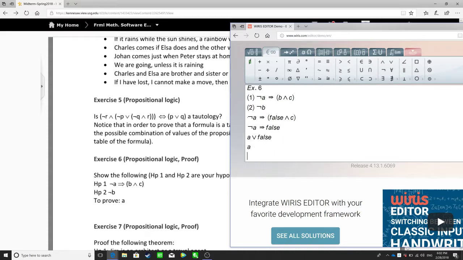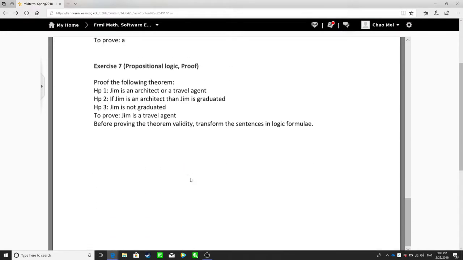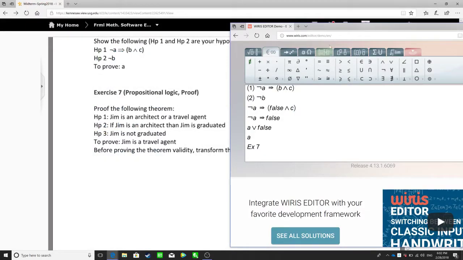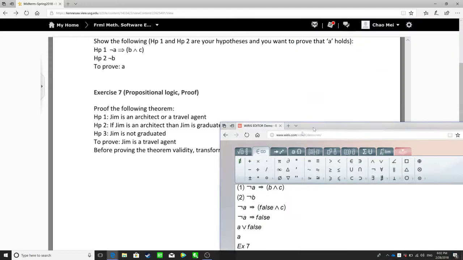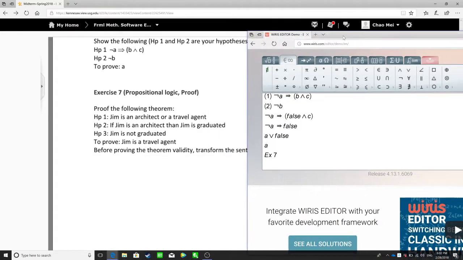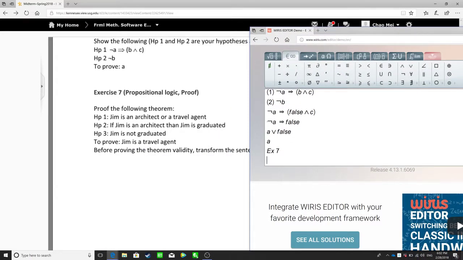So exercise 6. That's actually a simple one. Exercise 7. Prove the following theorem. Okay. First, Jim is an architect or a travel agent. So HP1: Jim is an architect or a travel agent. Okay.